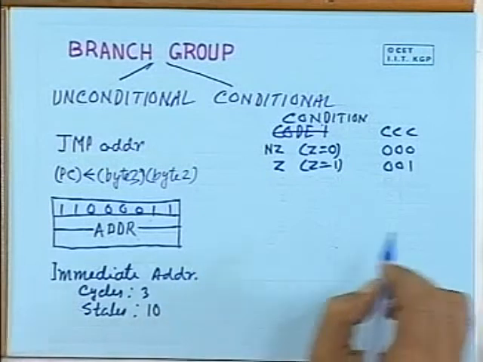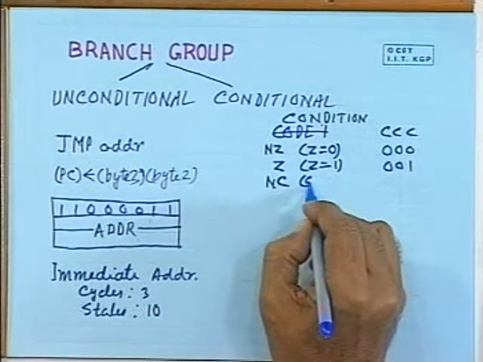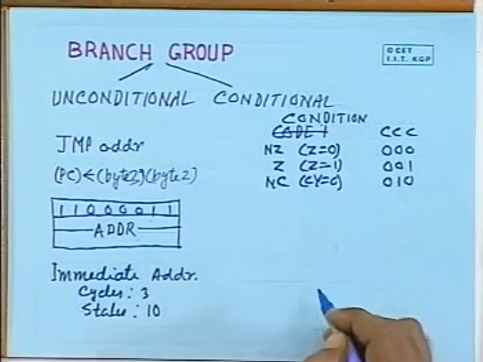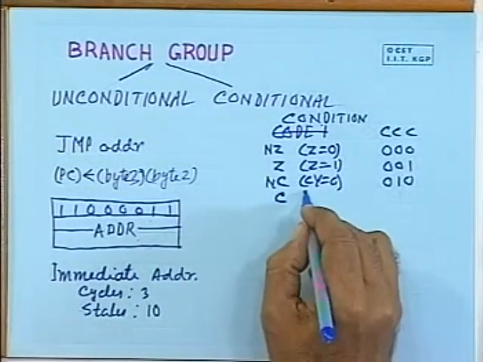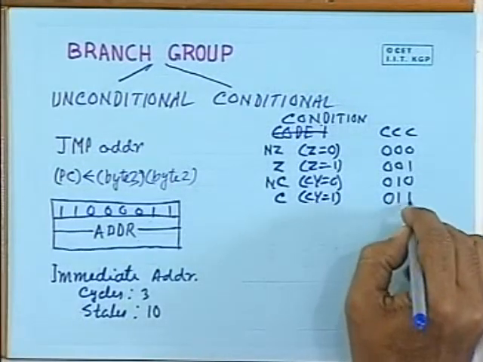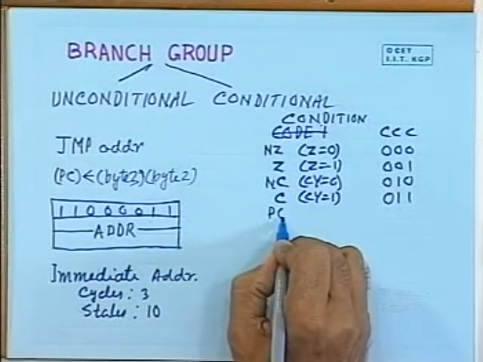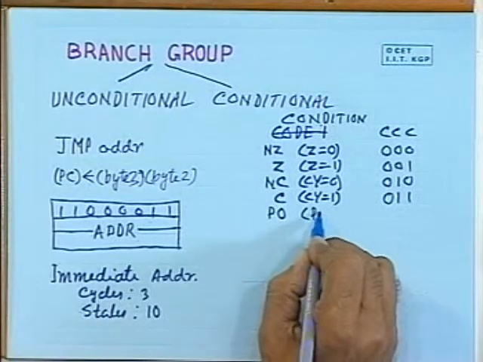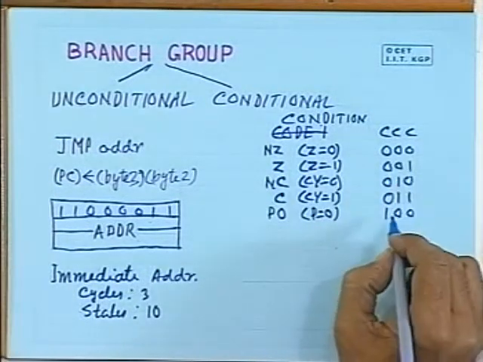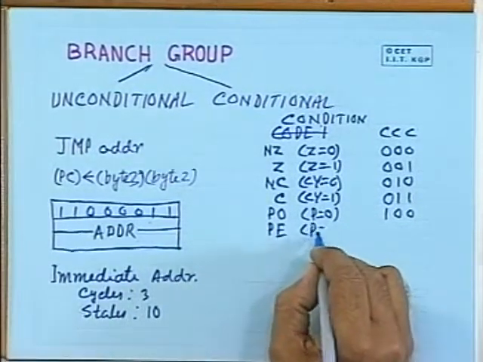Whenever the condition is no carry, no carry means the CY flag bit is 0 and the corresponding code is 0, 1, 0. Then carry, when the carry flag bit is set, CY is equal to 1, then the code is 0, 1, 1. Then whenever the parity is odd, the parity bit is 0, and these 3 bits, the code, will be 1, 0, 0. When the parity is even, then P is equal to 1.